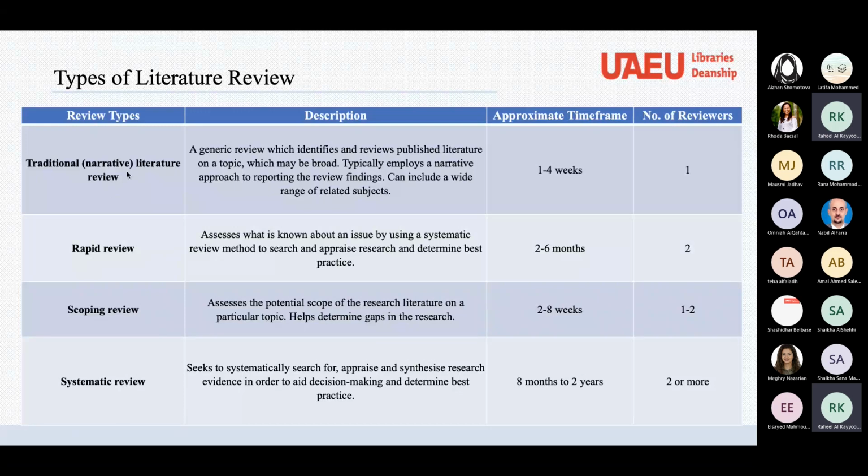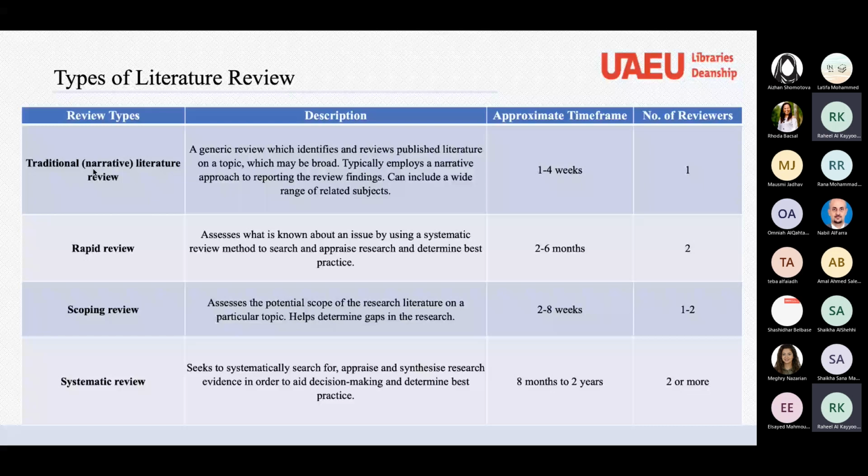So let us see the table. The first one is the narrative or traditional literature review, then the rapid review, scoping review, and systematic review. We'll discuss the description, the approximate time frame it takes, and the number of reviewers that should be included in each of these literature reviews. So let's see the first one, which is the narrative or traditional literature review.